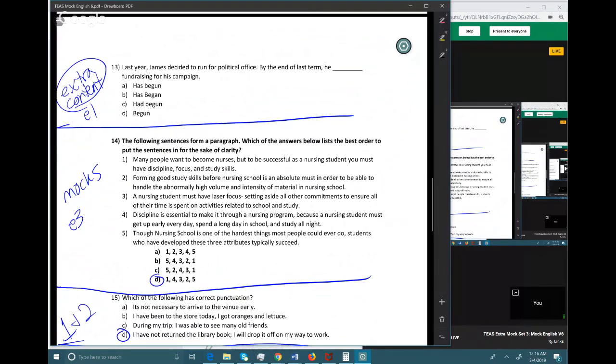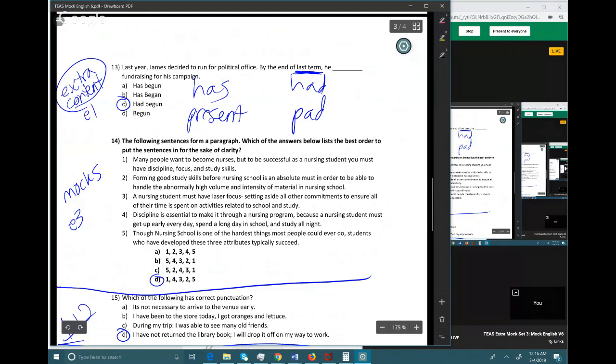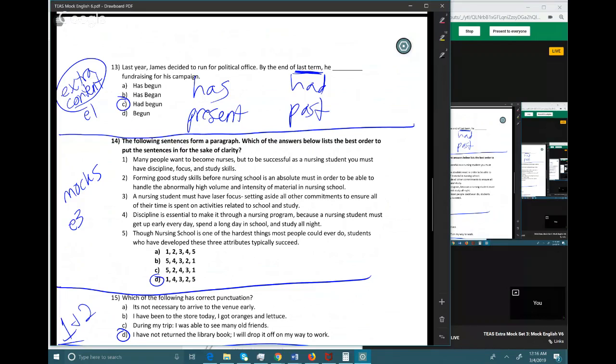This is the had begun, had began, has begun, has began thing. Last year, James decided to run for political office. By the end of last term, so we're in past tense, he had begun. The word has is present. We are not present tense. We are past tense. That's how you determine the had. I don't know why I can't spell, probably because I'm trying to write at the same time. The began or begun. Began is active. Begun is passive. This sentence puts that word in a very passive sense. I explained that thoroughly in the last mock, version 5. So if you want to go back to that, you can.